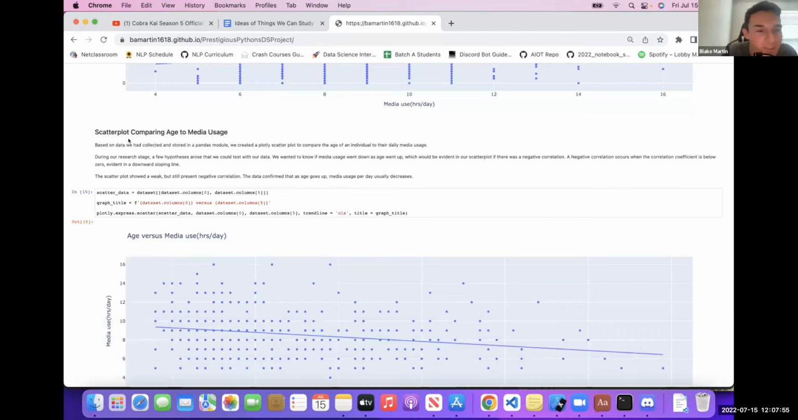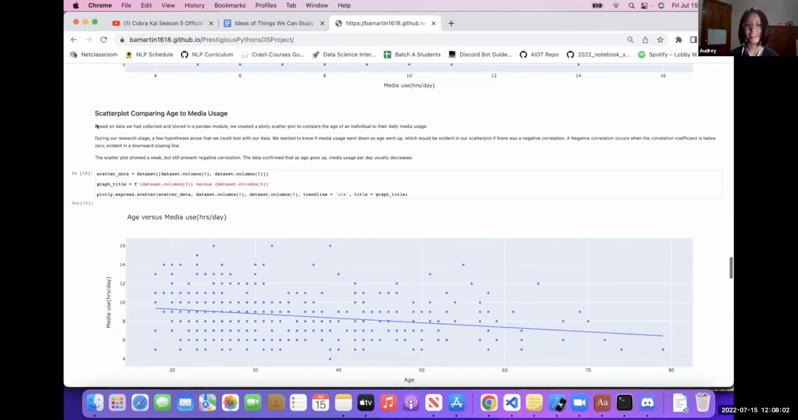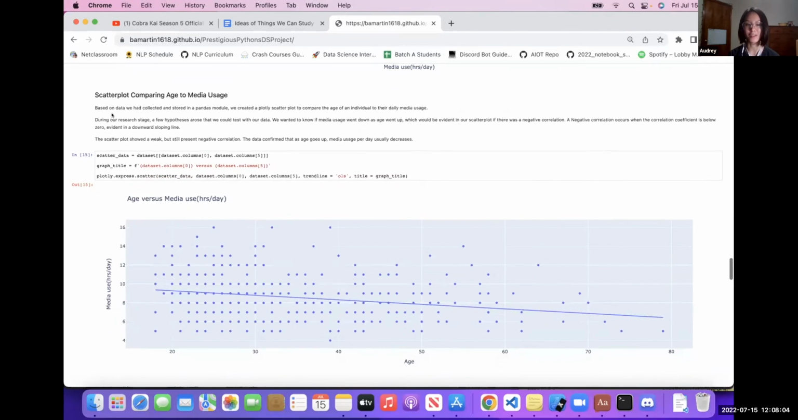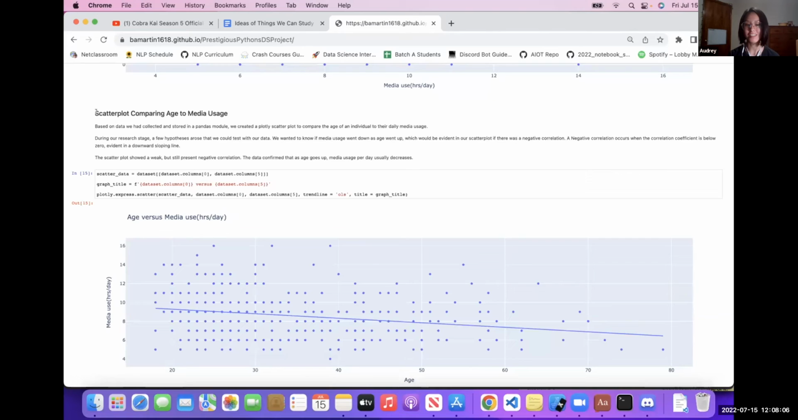Next, Audrey, would you like to take away and explain what you did? Based on data we had collected and stored in Pandas modules, we created a Plotly scatter plot that compared the age of an individual to their daily media usage. We predicted that media usage would go down as age went up, which would be evident in our scatter plot if there was a negative correlation line.